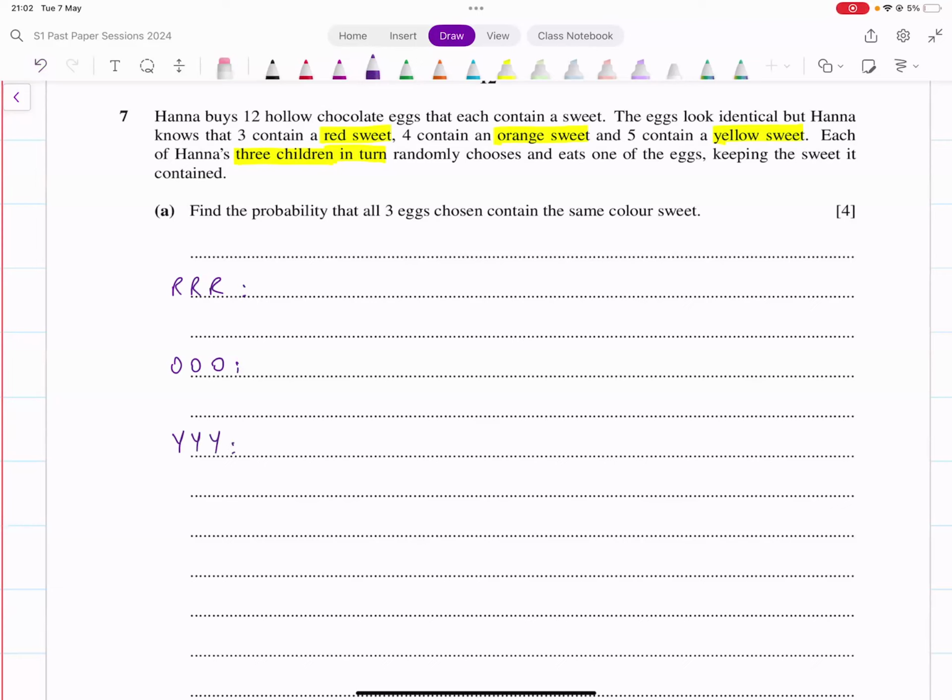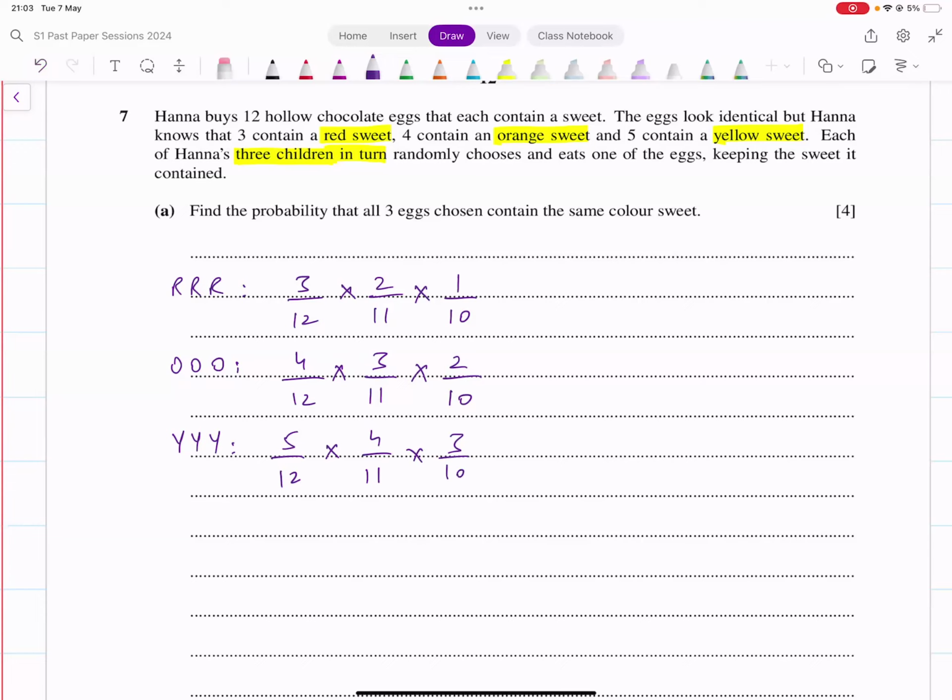Okay. Now, if they're all red, in how many ways can we do that? We could say the first one would have 3 out of 12, and then the second one would have probability of 2 out of 11, and then you have 1 out of 10. And then for the oranges, there are 4 orange sweets, so that's 4 out of 12 into 3 out of 11 into 2 out of 10, and then finally for yellow, it's 5 out of 12 into 4 out of 11 into 3 out of 10.